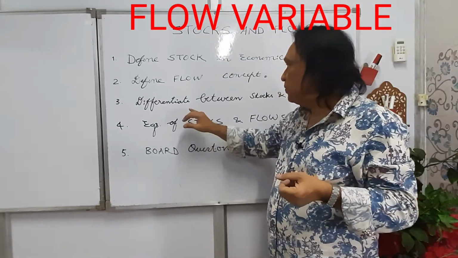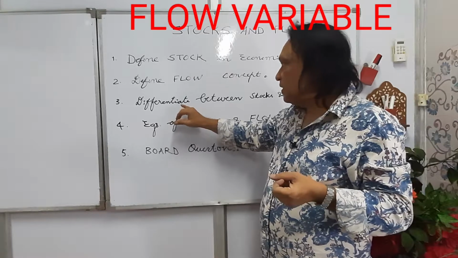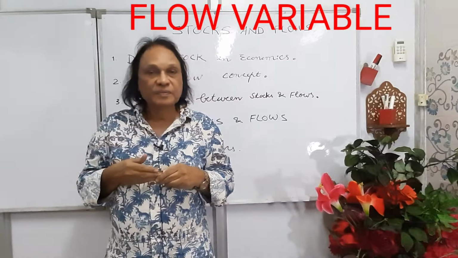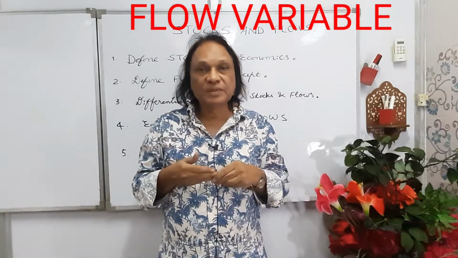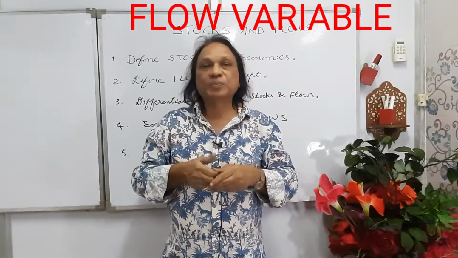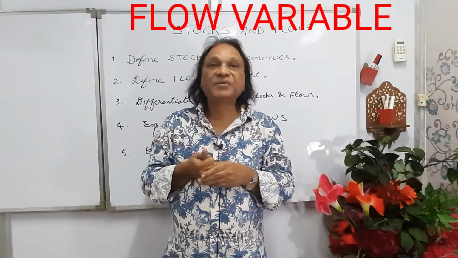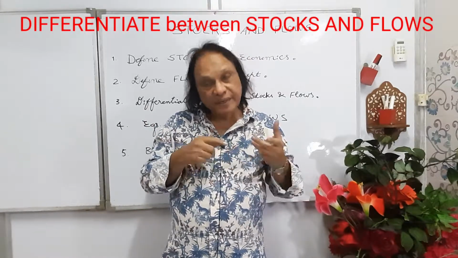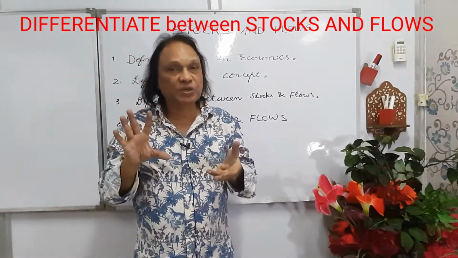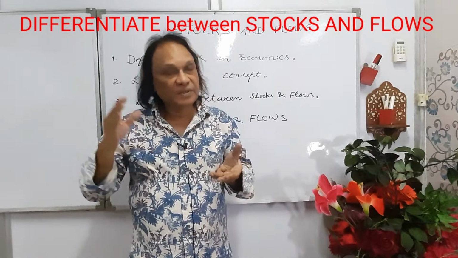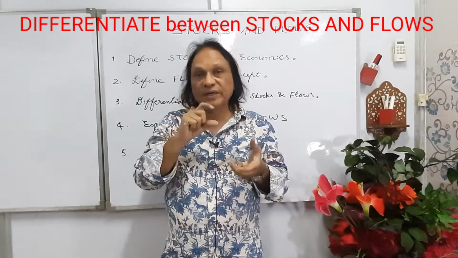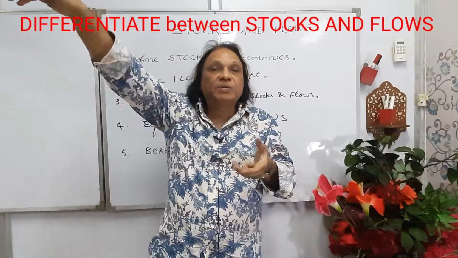Now let's go to differentiate between stocks and flows in economics. Whenever you have a differentiate question in the board exams, you are supposed to make a table and write 3-4 points. Okay, let's talk. The first point in differentiate between stocks and flow. Stock is a quantity measured at a point of time. And on this side, flow is a quantity measured over a period of time.